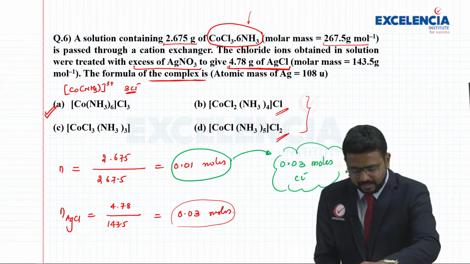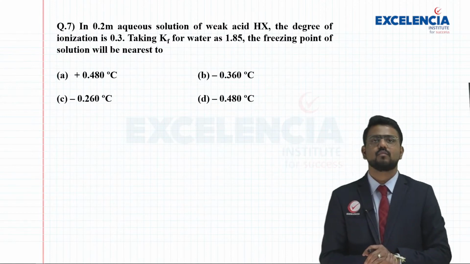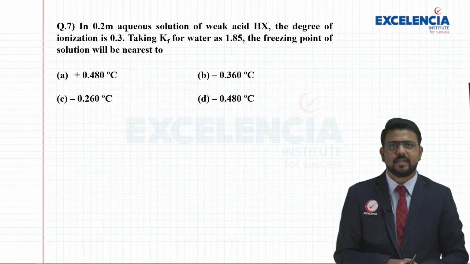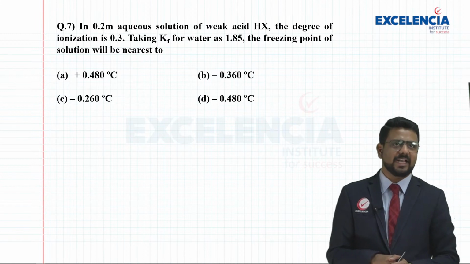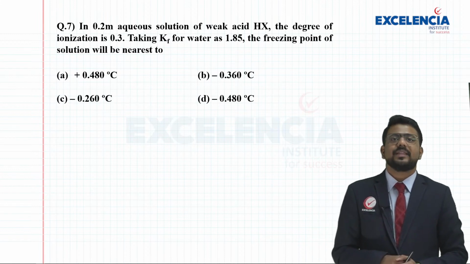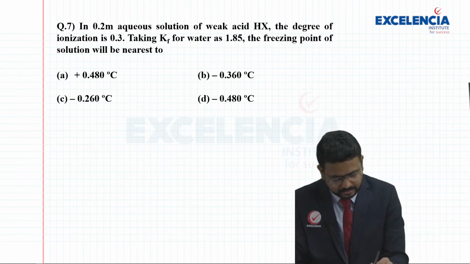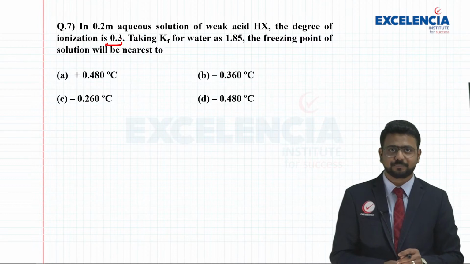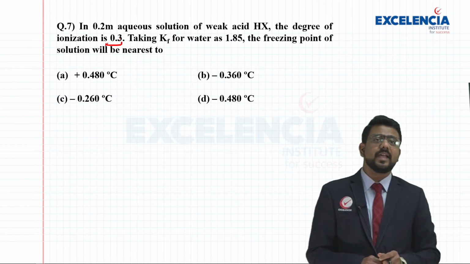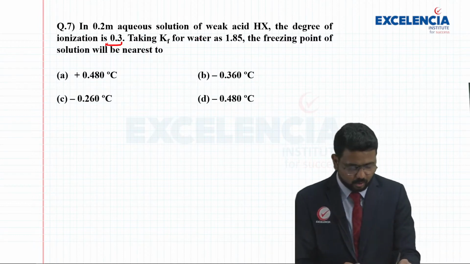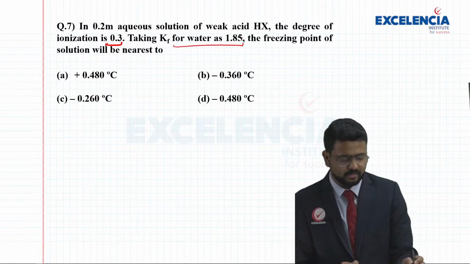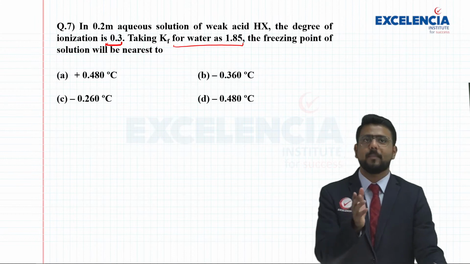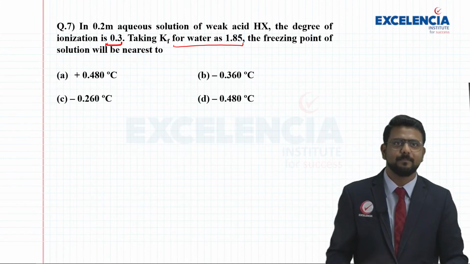Alright, so moving on with the next question here. The question is, in 0.2 molal aqueous solution of weak acid HX, the degree of ionization is 0.3. That means you have been given the value of alpha, which is the degree of ionization. Taking Kf for water as 1.85, you have been given the Kf value of water as 1.85, the freezing point of the solution will be nearest to, so you have been given different options here, alright.